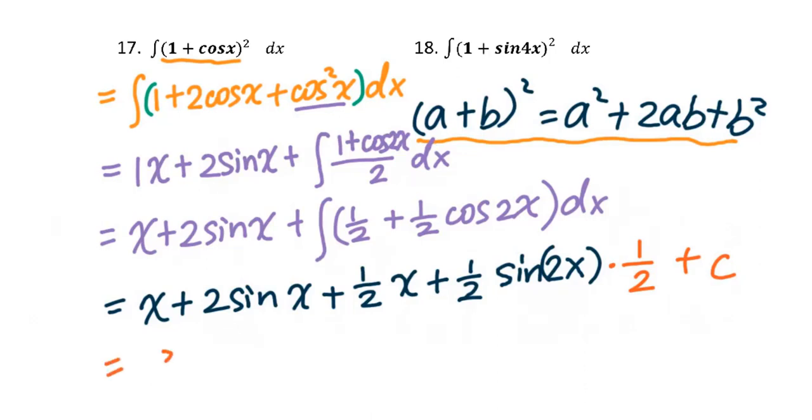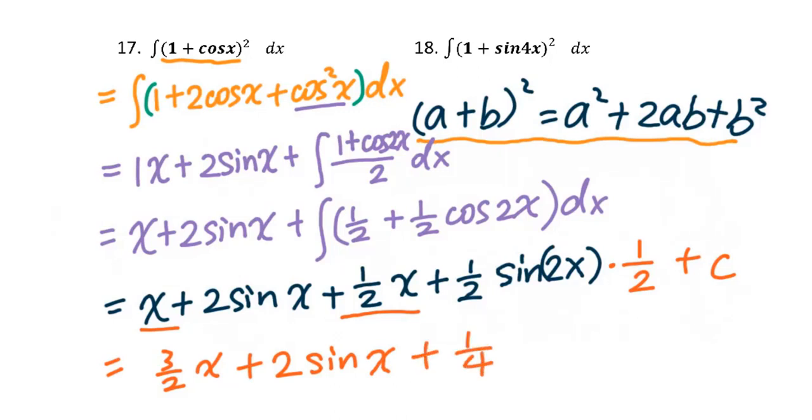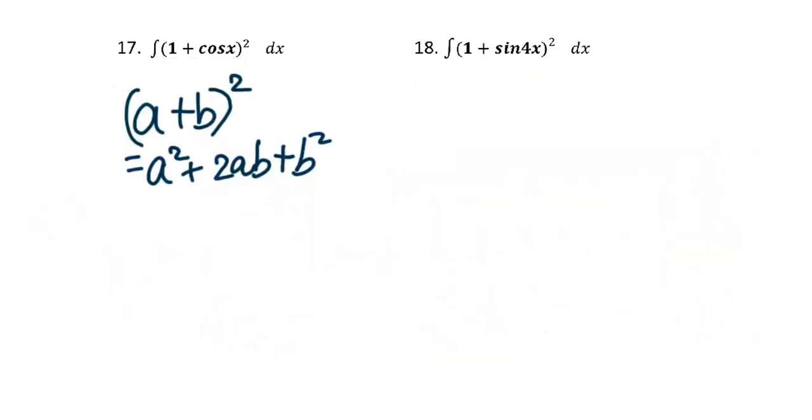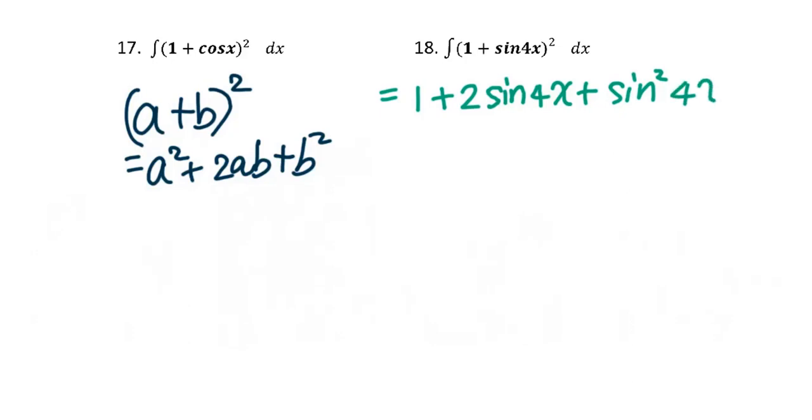So you organize, you will get 3 over 2x. These two are like terms. Plus 2 sine x plus 1 over 4 sine 2x plus c. For number 18, first of all, still expand. You will get 1 plus 2 sine 4x plus sine square 4x. Then this is integral dx.